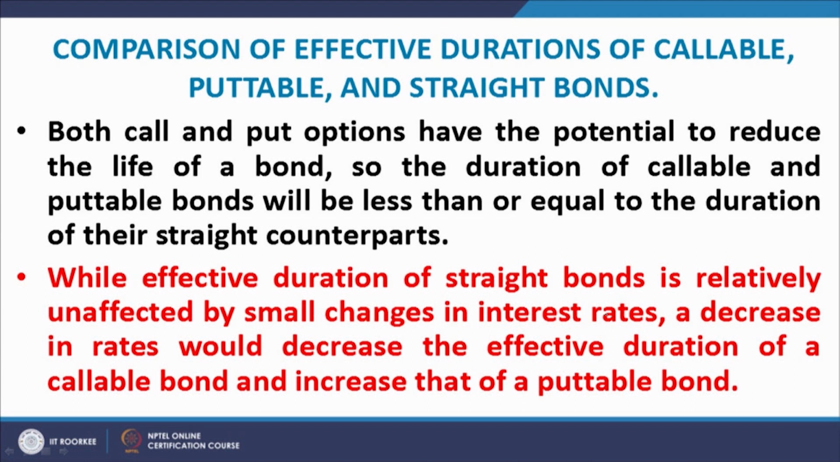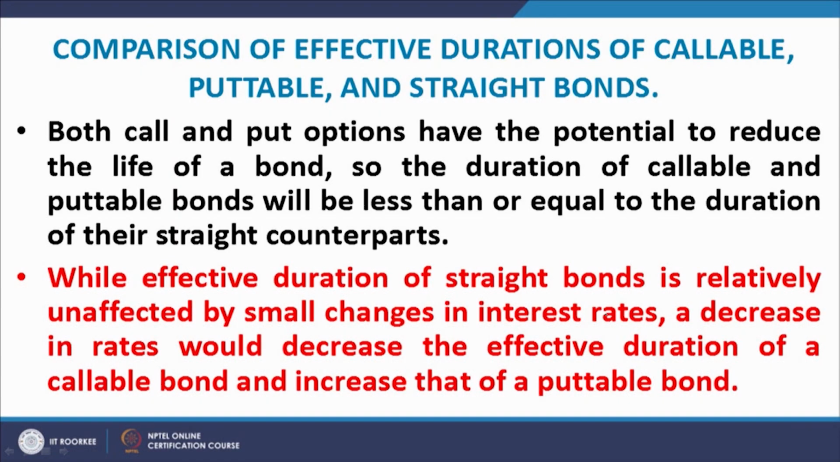and therefore, the life of the bond with the option could be either equal to or less than the life of the corresponding straight bond. So, they have the potential to reduce the life of the bond. The embedded options in the bond have the potential to reduce the life of the bond, and so the duration of the callable or puttable bonds will be less than or equal to that of the straight bond. If the options turn out to be out of the money at all nodes, then naturally they become redundant, they become useless, and we end up with the duration as in the case of the corresponding straight bond.